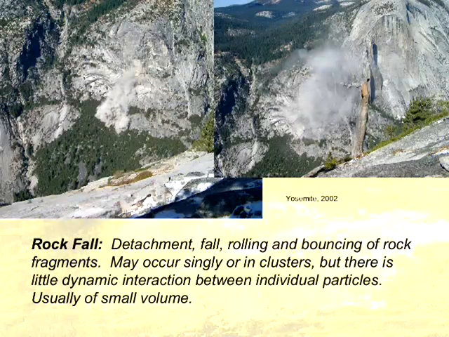Detachment, fall, rolling, and bouncing of rock fragments that interact with the slope, but they don't interact with each other. They don't flow as a mass. Usually of small bodies. Usually rock falls are just a few cubic meters, and maybe up to 1,000, 2,000. But when the rock slide has a greater volume, then another thing happens, and the fragments then tend to travel together in a flow-like manner, and we're talking about the rock avalanche.